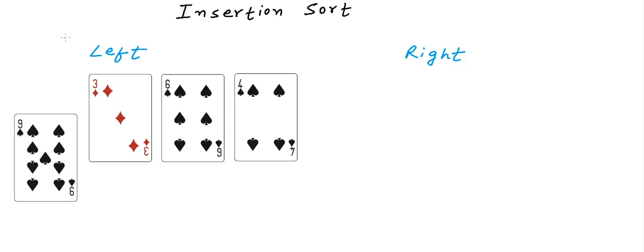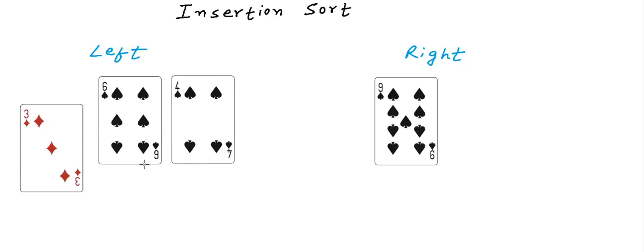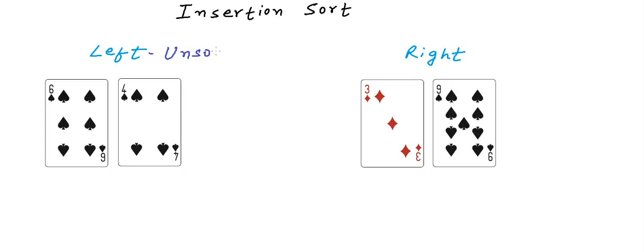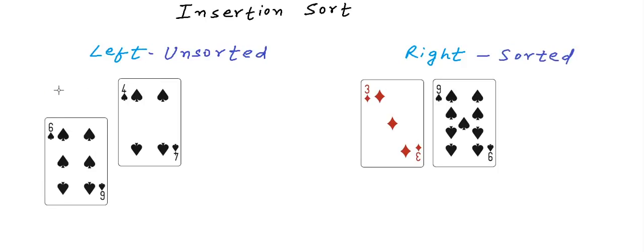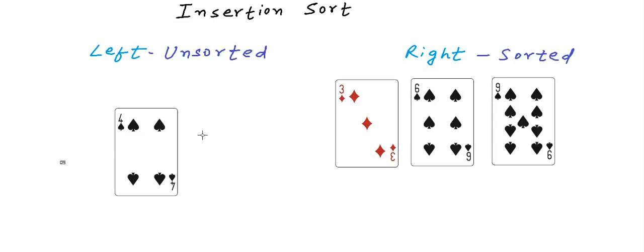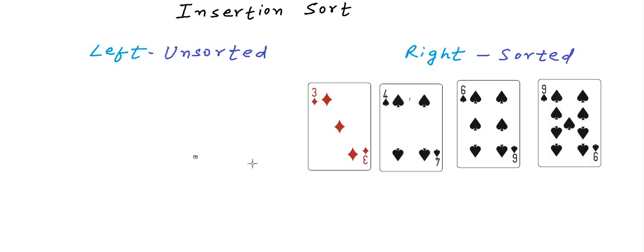Our first card is 9 and there is no other card in the right hand, so 9 will simply go into the right hand. Now we will take the next card in our left hand, which is 3 in this case. Now when we take 3 to the right hand, we will insert it before 9 to make sure that the cards are sorted. At any stage during this whole process, the left hand will be unsorted and the right hand will be sorted. Now the next card that we will pick is 6. Now when we take 6 to the right hand, it will have to be inserted between 3 and 9. And now the last card that we will pick will be 4, and 4 will have to be inserted between 3 and 6 in the right hand. And finally we will have a sorted arrangement in the right hand.